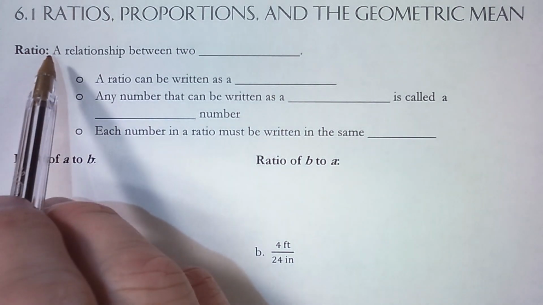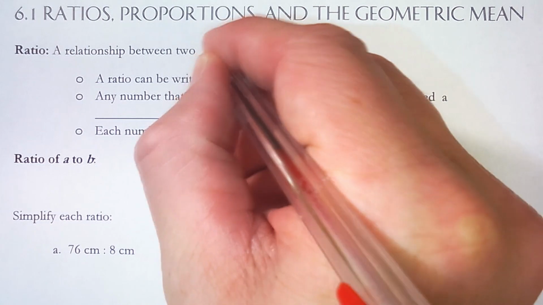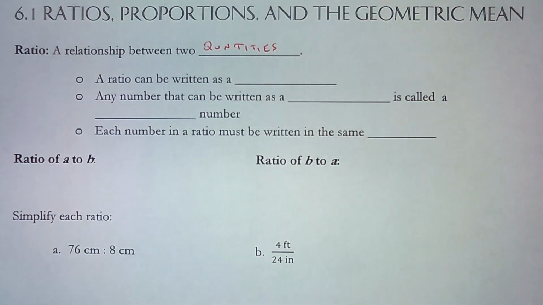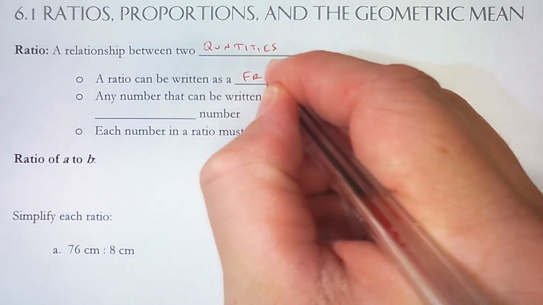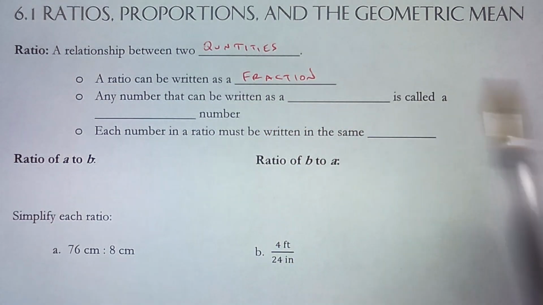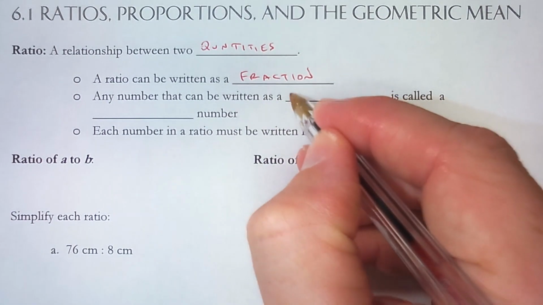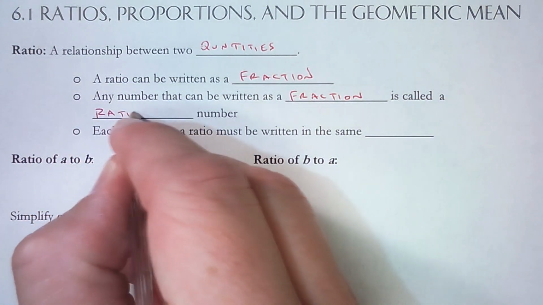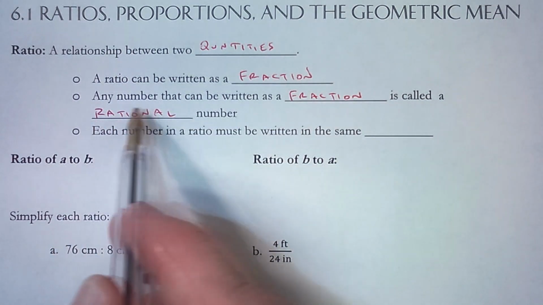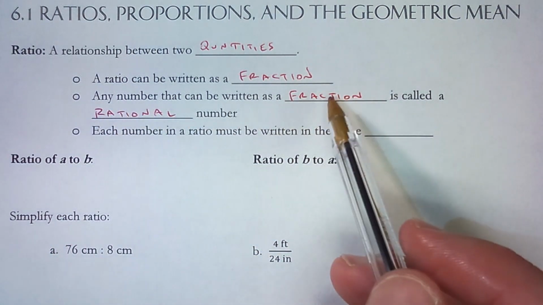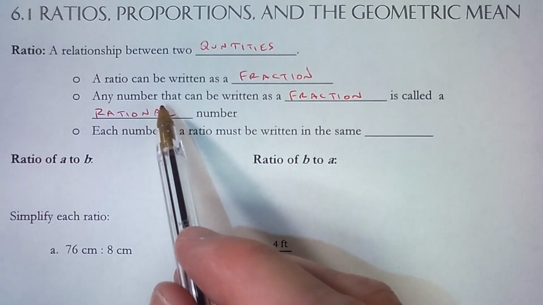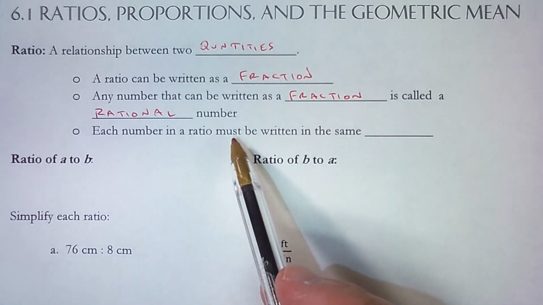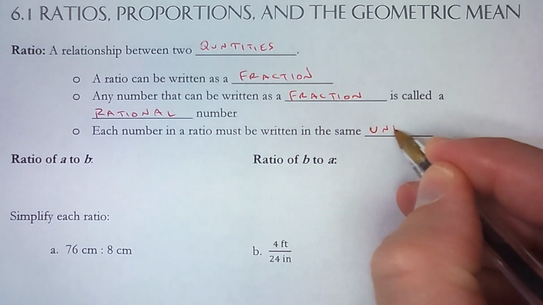So a ratio is a relationship between two quantities. A ratio can be written as a fraction, and for that reason, any number that can be written as a fraction is called a rational number. Notice that root word, ratio. So any fraction is a ratio, so any number that can be written as a fraction is called a rational number. Each number in a ratio must be written in the same units.